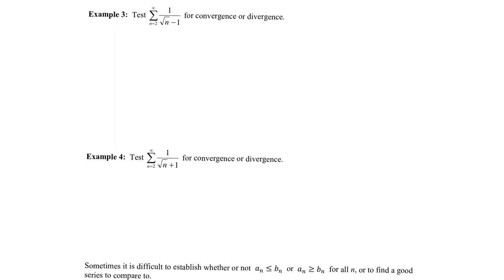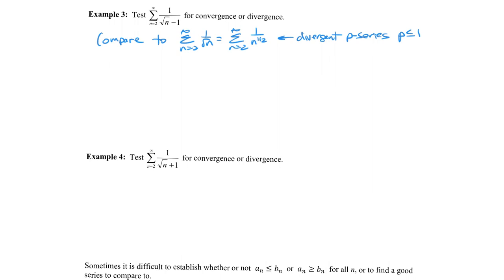So here's how we can do a comparison test. With a comparison test, we need to say what we're going to compare to. So I'm going to compare to this series, n from 2 to infinity, 1 over the square root of n, because this is equal to 1 over n to the 1/2. This is a divergent p-series, divergent because p is less than or equal to 1 in this case, so we know it diverges.